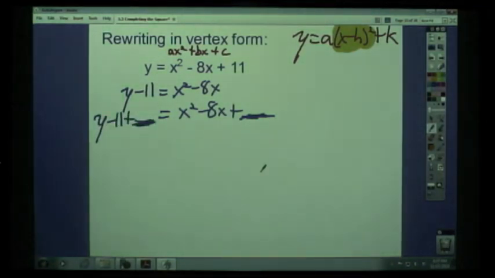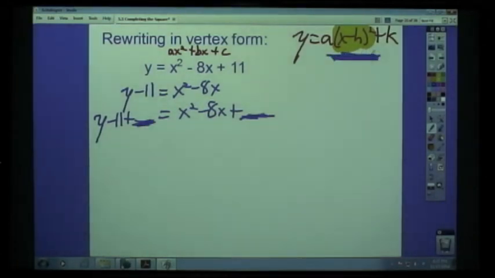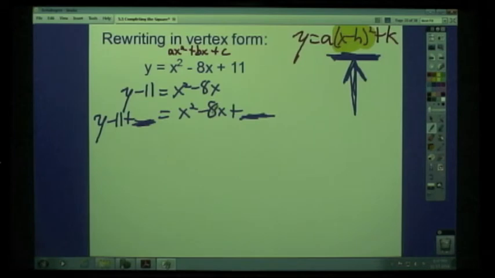Why do you want to do that, Mr. Harrison? Because I want it to look like this. I want it to have this perfect square right here. So I take negative 8 divided by 2 and square it. Negative 8 divided by 2 is negative 4. Square it is positive 16. And so I add 16 to both sides.